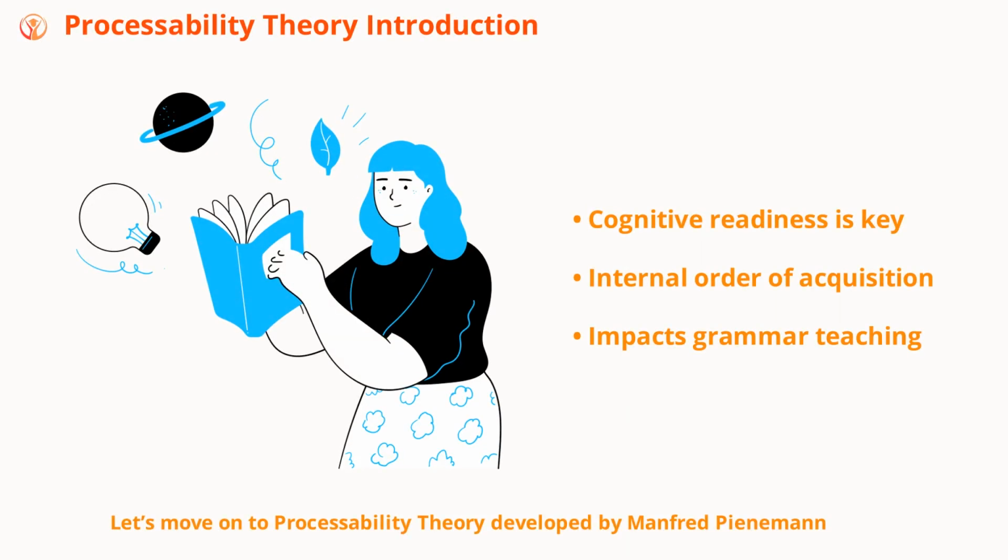Let's move on to processability theory, developed by Manfred Pienemann. This theory suggests that learners can only produce grammatical structures they are cognitively ready to process. In other words, there's an internal order to how grammar is acquired, and learners must master simpler structures before moving on to more complex ones. This has important implications for how grammar should be taught in the classroom.